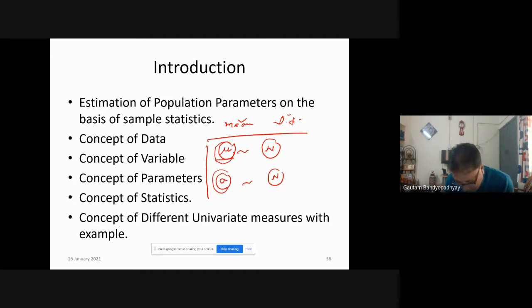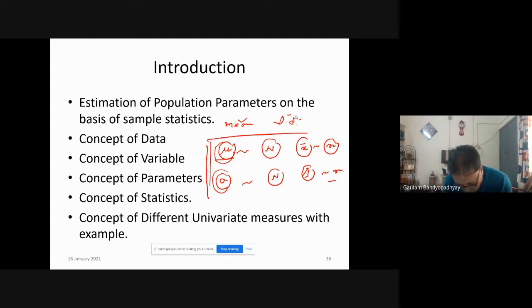Then we have to estimate this mu with the help of X bar. This is called the sample mean, which is based on sample size n. And sigma we can estimate by S, the sample standard deviation based on n. So this is basically univariate. In univariate we calculate only mean and standard deviation. Today I'll not give the concept of skewness and kurtosis. Tomorrow I'll give the concept of skewness and kurtosis.